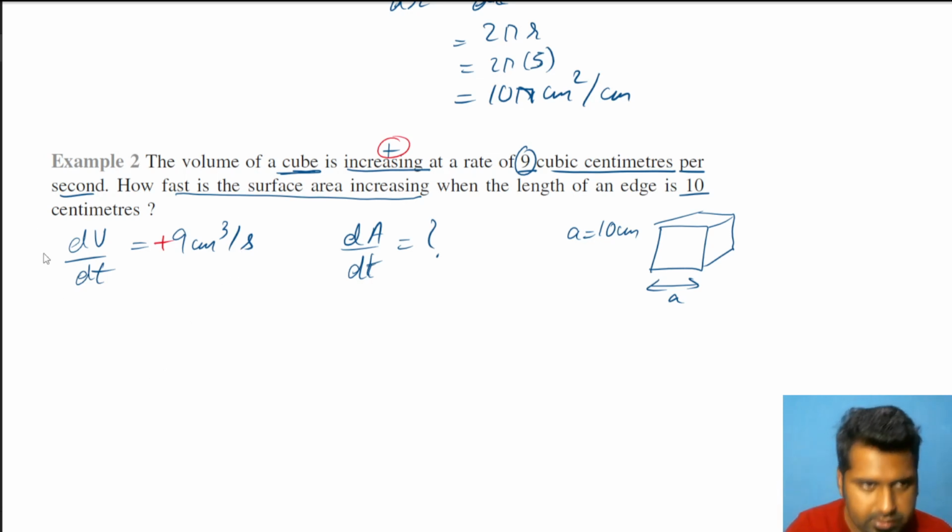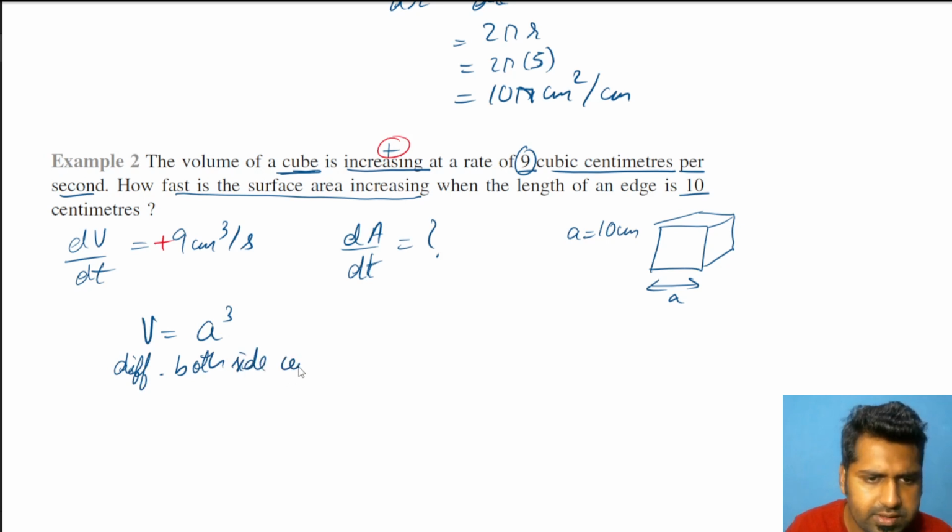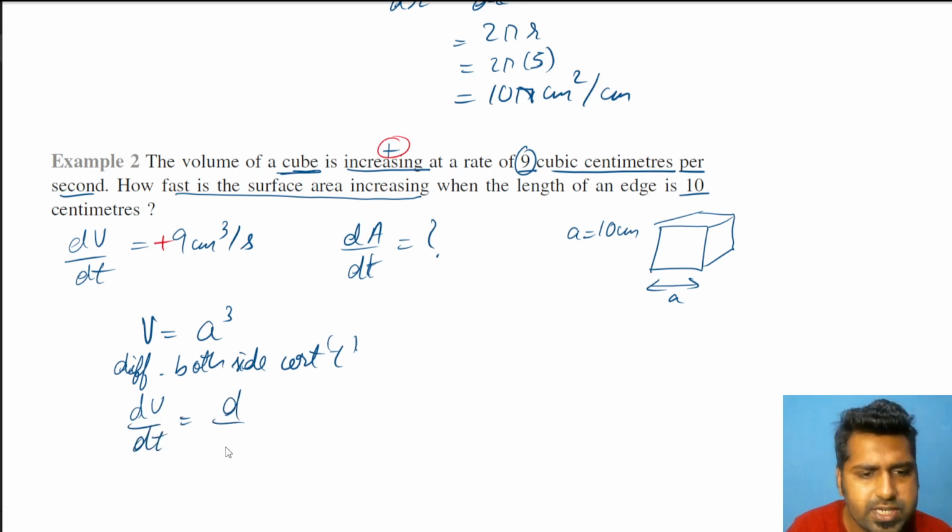All right, so we'll start from the given information, that the volume of a cube is a cube. Now if I differentiate both sides with respect to t, the left side will become dV by dt, no problem. How will you differentiate this? d by dt of a cube.